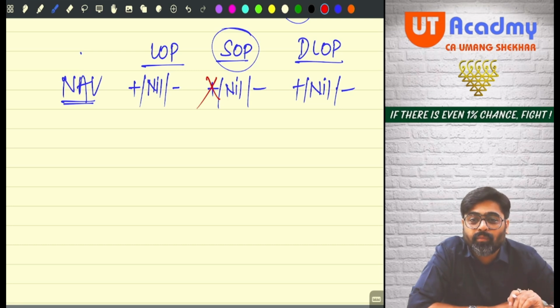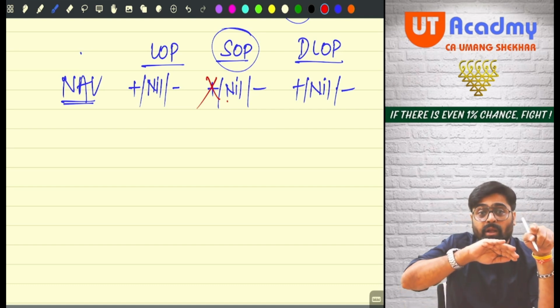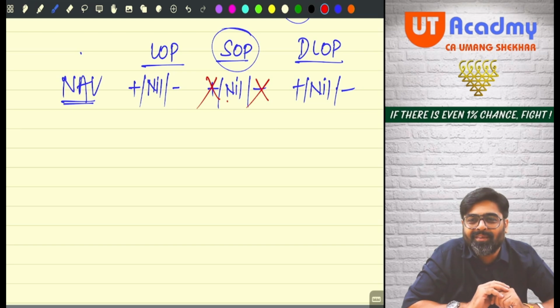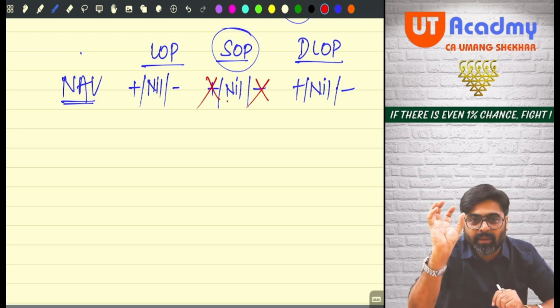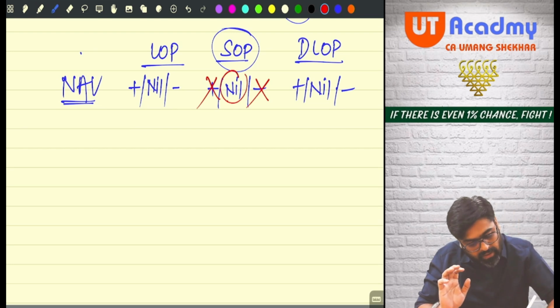Why? Because the annual value is exempt. We are supposed to take it as nil only. Yes or no? GAV will be nil. And once the GAV will be nil, no municipal tax deduction, so it cannot be negative also. So finally the SOP, the net annual value will always be nil only.